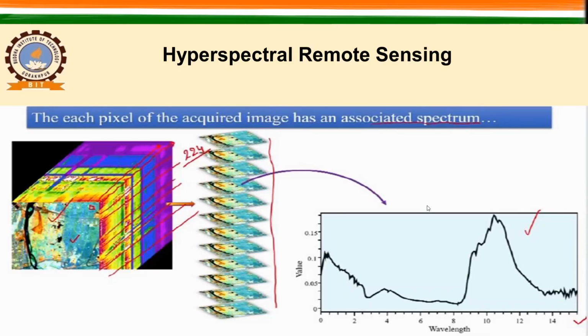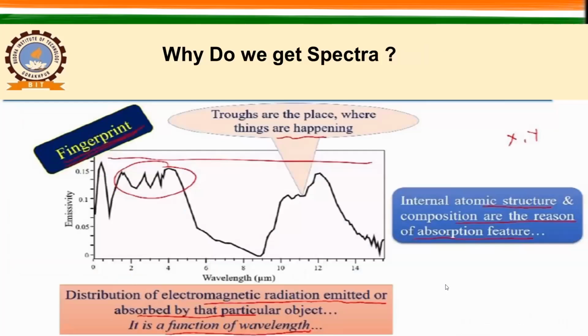मैंने आपको बताया था कि information can be used to extract the composition related information, right? There is a correlation between the internal atomic structure as well as the chemical composition of the target, and because of them only we are getting this kind of spectral signature. These signatures have peaks and troughs, and they give the shape of this spectral feature. So why do we need spectra? Why do we get spectra? Now let us understand why we get spectra.